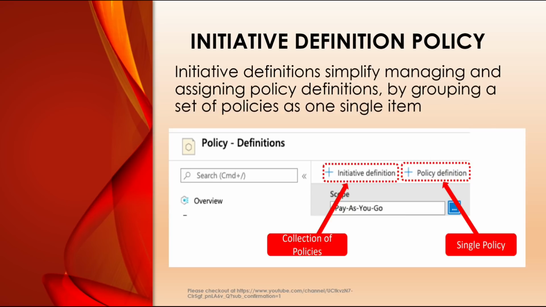Now there are two types of policies. One is initiative, and the other one is policy definition. An initiative definition is for managing and assigning policy definitions by grouping a set of policies as one single item. So it is actually a collection of policies, whereas a policy definition is a single policy. This is a small screenshot which I've taken from the Microsoft site. It basically gives you the difference between the two. Great.